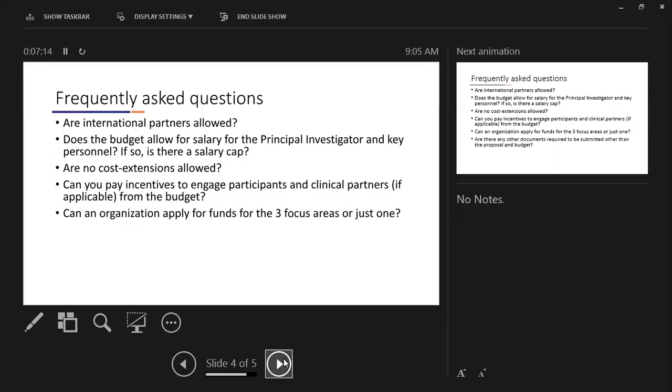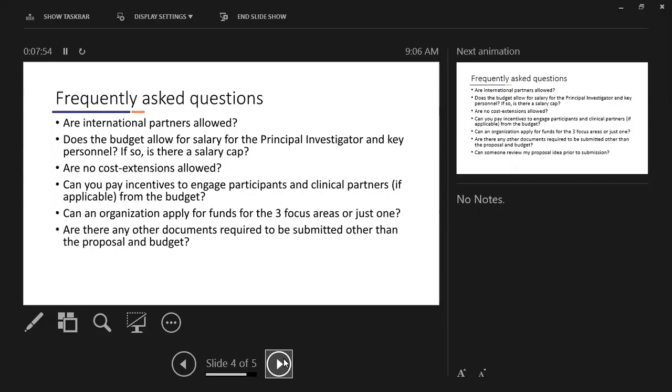Can an organization apply for funds for the 3 focus areas or just one? Your organization can submit an application for each technical area, although it is not likely that we would fund all 3 grants. If you would like to further discuss your ideas for grant applications, my colleagues and I are happy to arrange a call to do so. Of note, we are accepting requests to review proposal ideas until May 15th. After then, you must submit your application as described on the website.